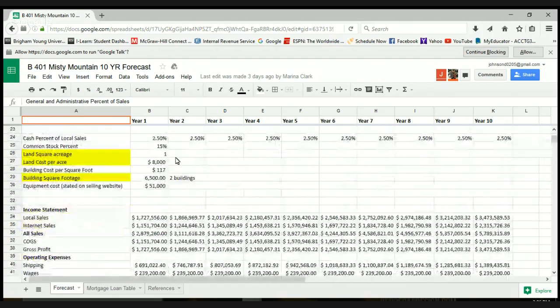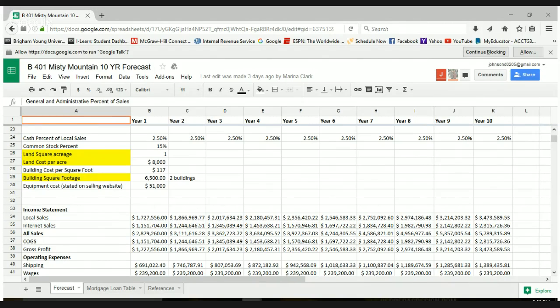Another change that we made was that we took the land square acreage, which was 100 acres, and changed it to only 1 acre, which is more realistic of what the buildings would actually take up in the lumberyard. And we also increased the land cost per acre to $8,000, which was from the research we did of the land prices in Sandpoint, Idaho. And we also increased the building square footage from 6,000 square feet to 6,500 for the two buildings because of how big they are and also the showroom.